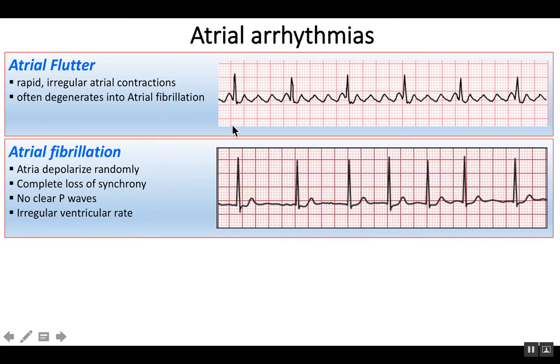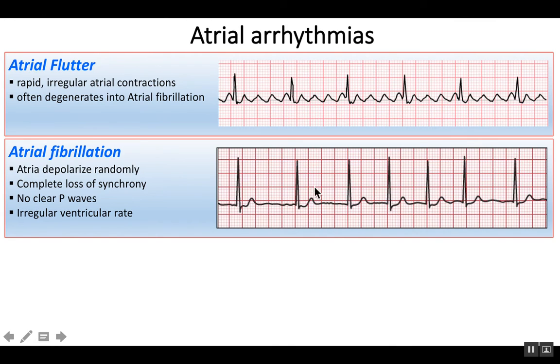So in atrial flutter, you see a lot of P waves. These are all extra P waves in here. Whereas in atrial fibrillation, you're missing P waves. So there's no clear P wave before these QRSs. This is the T. Keep in mind, we don't want to confuse P and T. P is always before a QRS. T is always after the QRS.